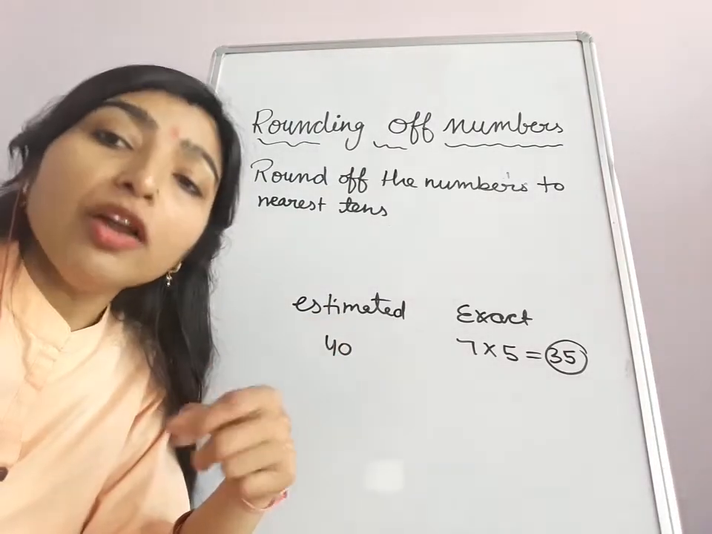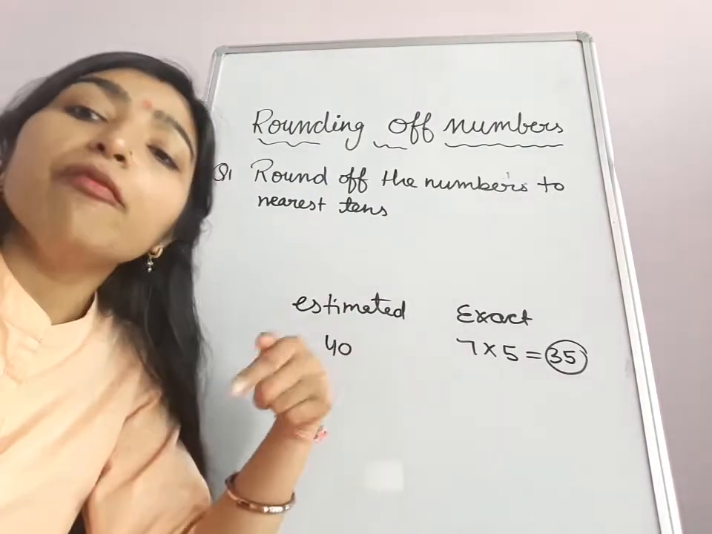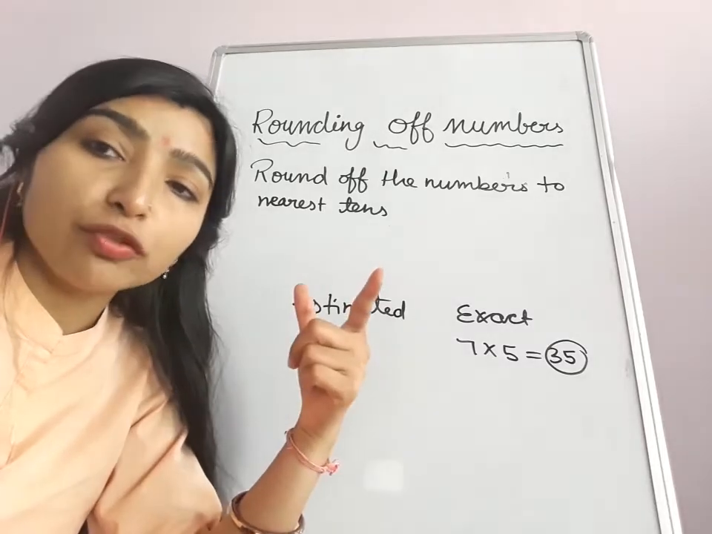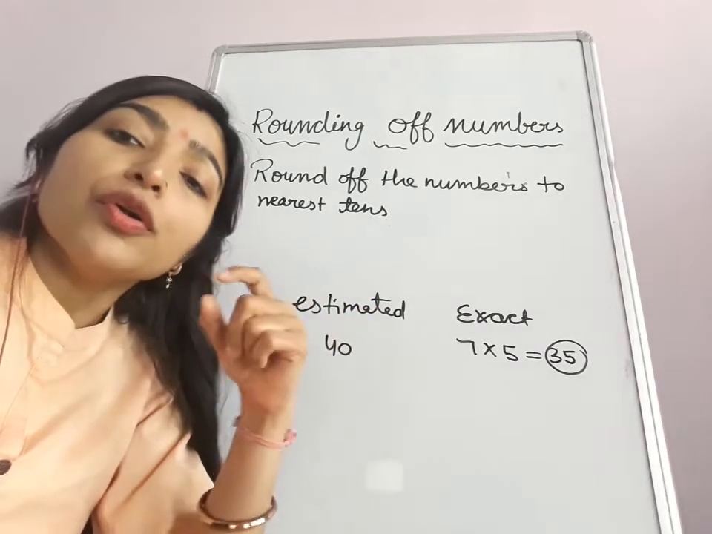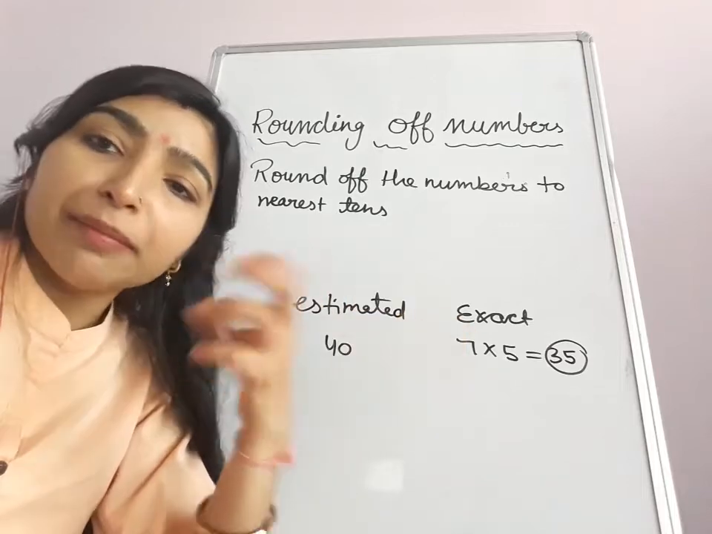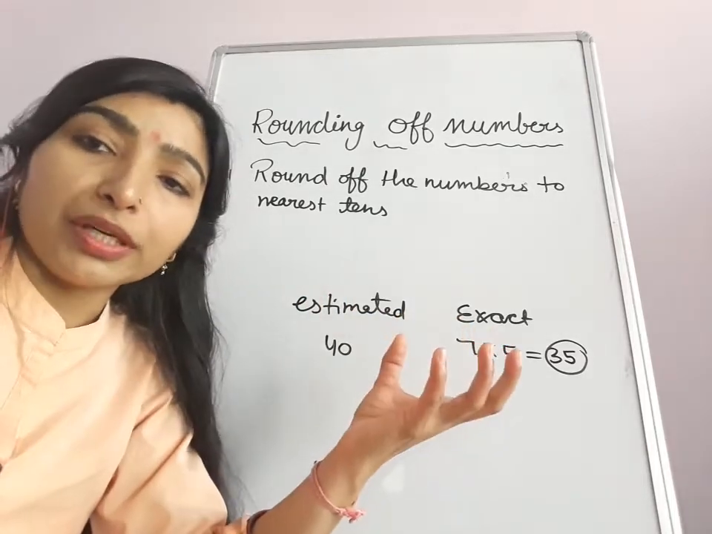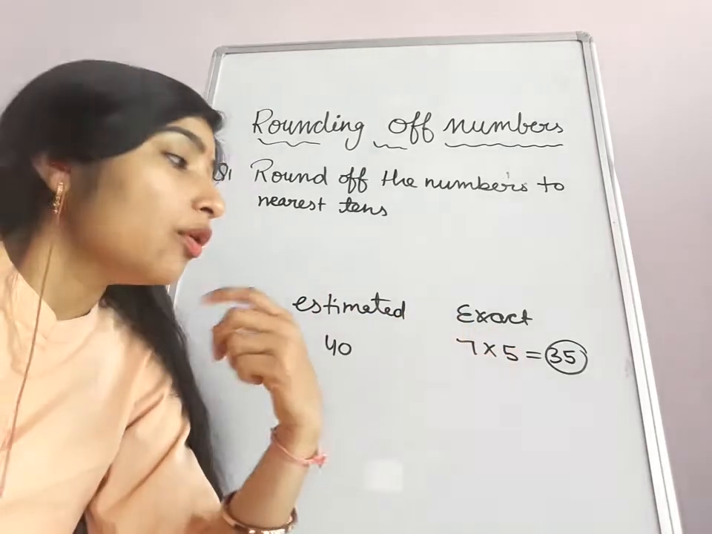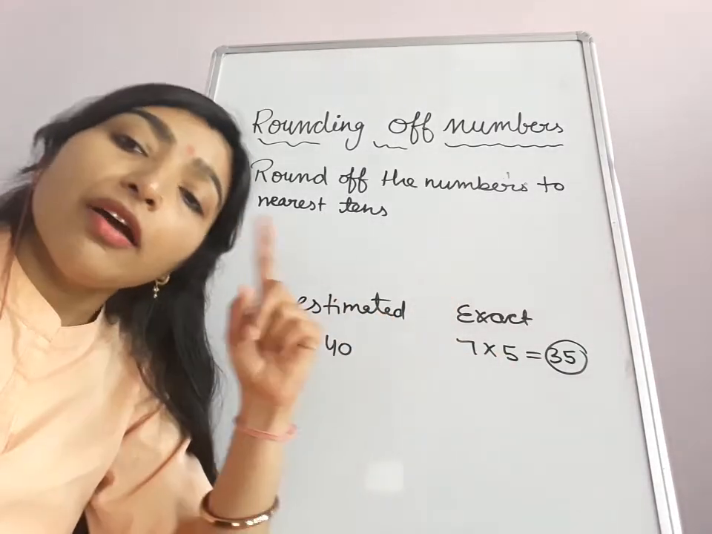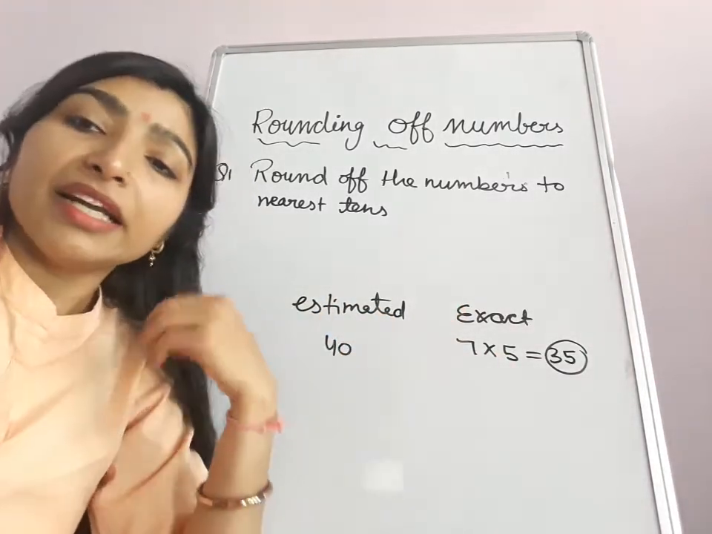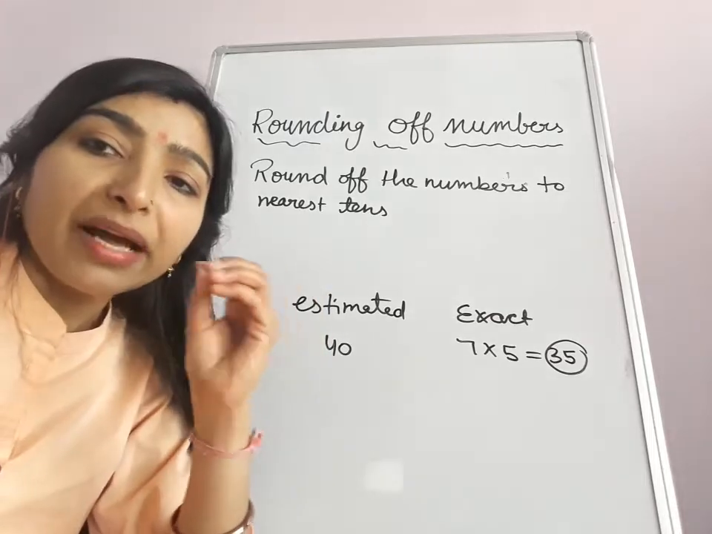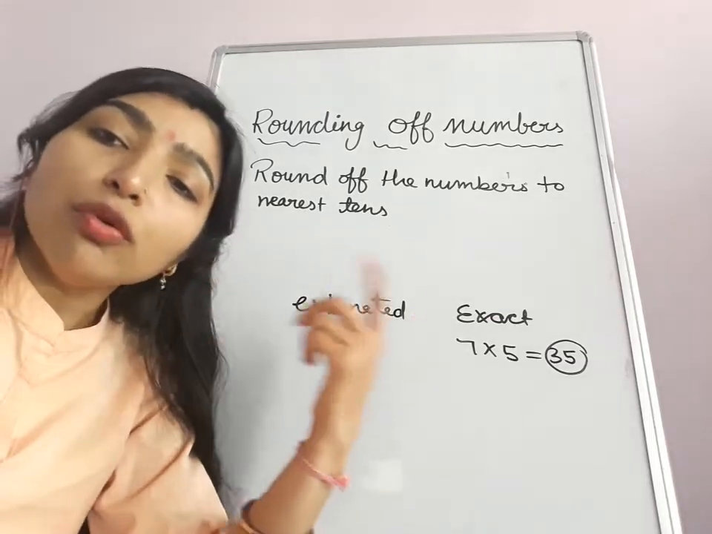For example, you are going to market and you have made a list of items which you have to purchase. So you will take an estimated amount of money with you to buy those products. When you go to market, you will pay the exact money, but in your pocket you will keep nearby money which you will have to pay.